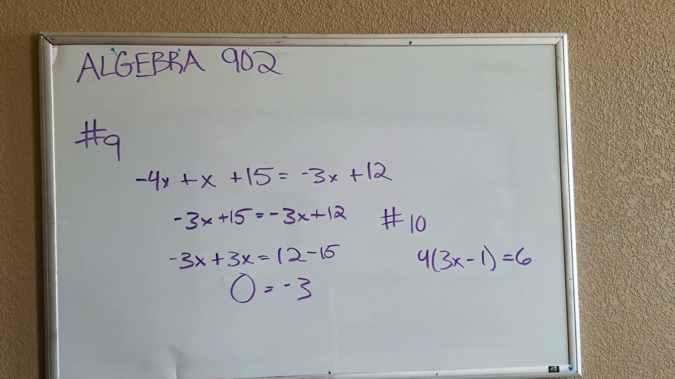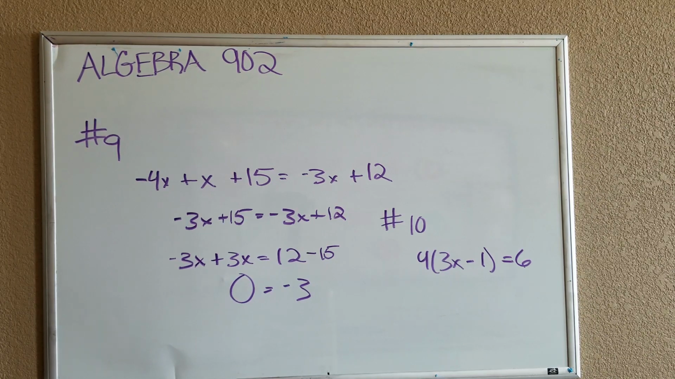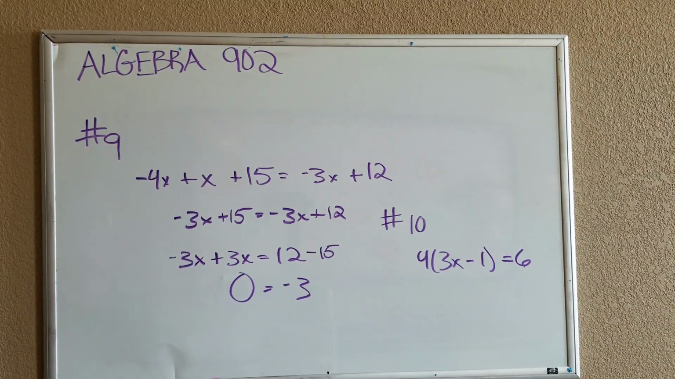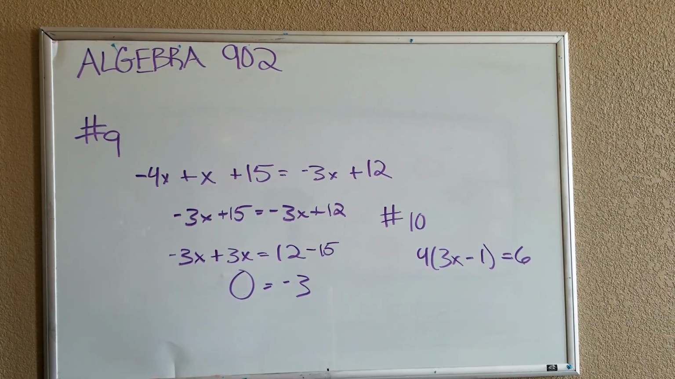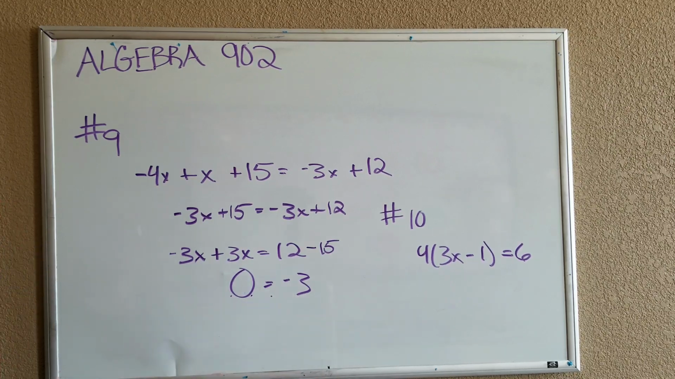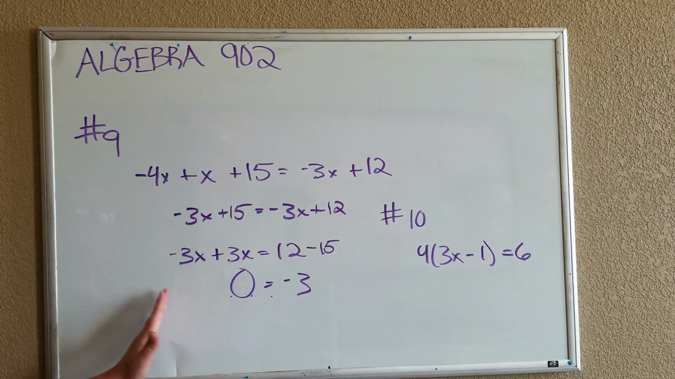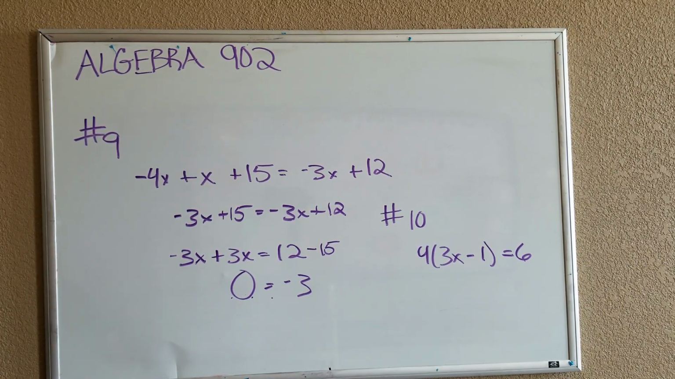So the answer is 0. Nothing can be done. I'm sorry, the answer is not 0. The answer is an empty set. Because as soon as you lose your variable, that's an empty set. If you got 4x equals 0, then that's when your answer would be 0. But if you eliminate a variable, the answer is an empty set. There's no way to answer that problem.